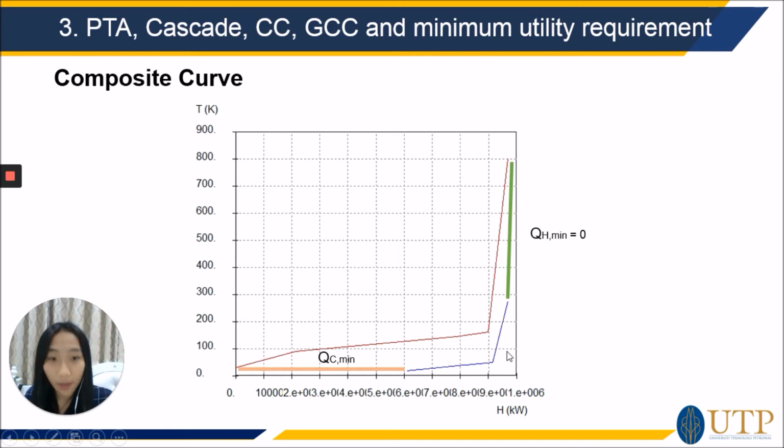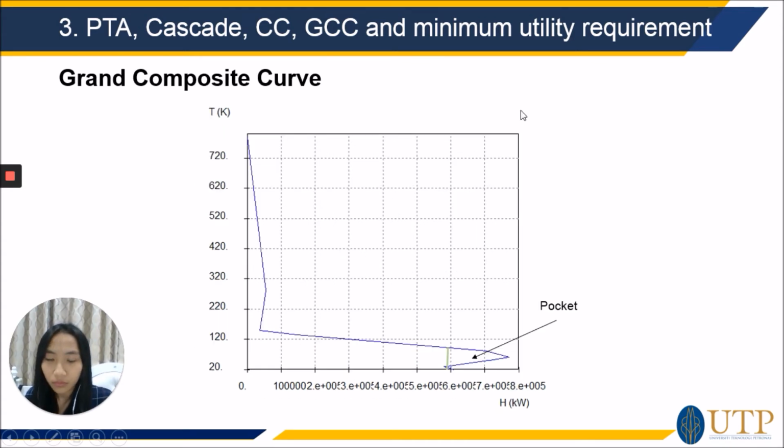Next will be the composite curve. The concept is still the same. This range shows the QC min, and this range shows the QH min. As for the grand composite curve, this is the pocket, and there's also another pocket here. A pocket signifies that within this region, there is sufficient heat exchange.